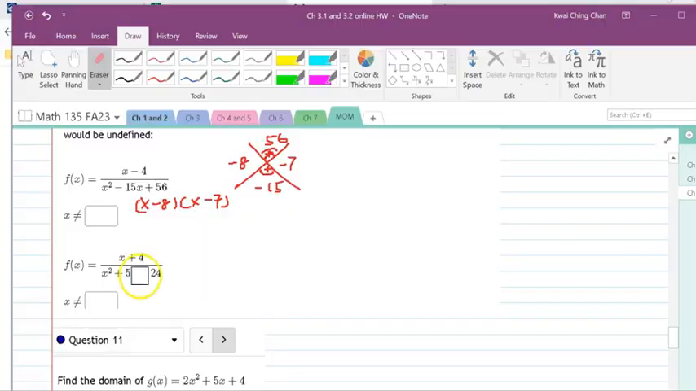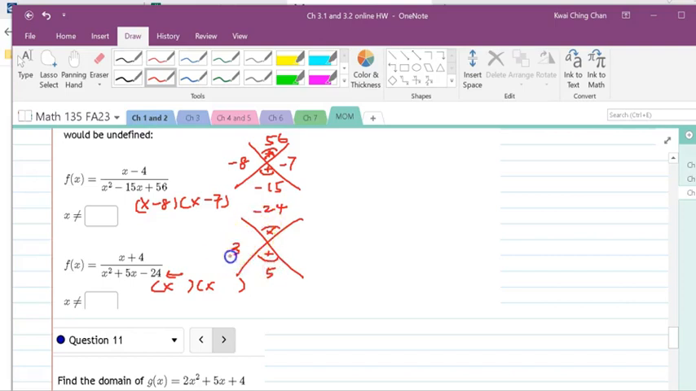What about the second one? Again, I factor one more time. This one, we know it is x and x. So negative 24 multiply, add to be 5. What two numbers multiply to negative 24 and add to 5? 3 and 8, right? But negative 3: x minus 3, x plus 8. So when it is 0, you cannot be 3 or negative 8.